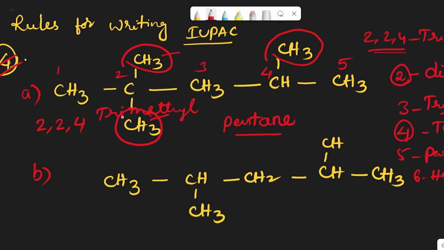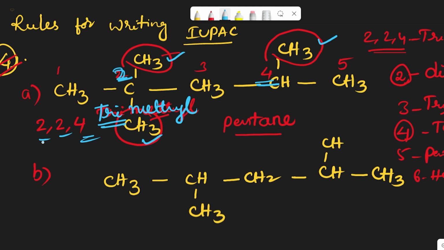So in this case I am writing the name trimethyl. See here, this is trimethyl because 1, 2, 3, 3 methyl groups are present here. That is why I am using the word trimethyl. And where the 3 methyl groups are present, the numbering is also important. At the second carbon atom, 2 methyl groups are present. That is why I am writing 2 comma 2. And at the fourth position, the third one is present.